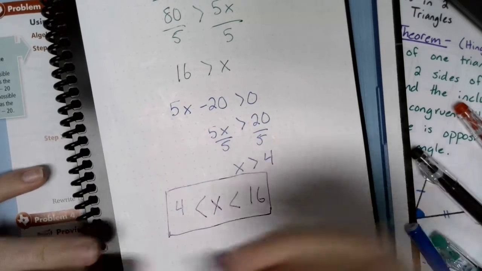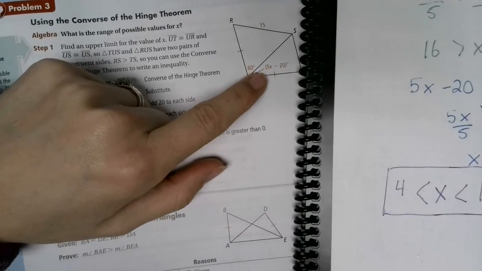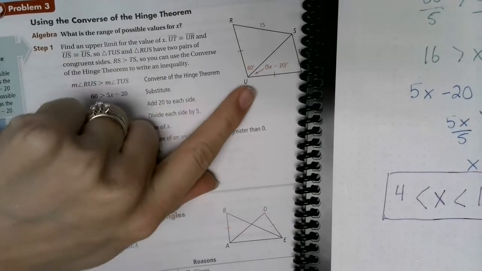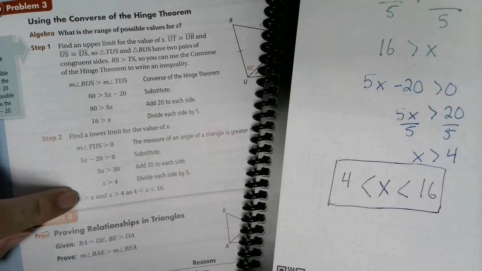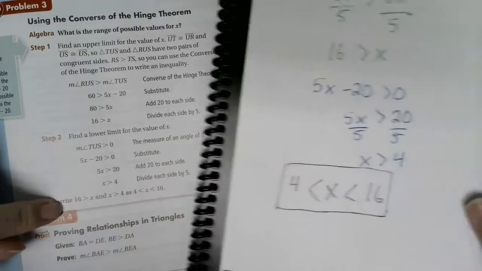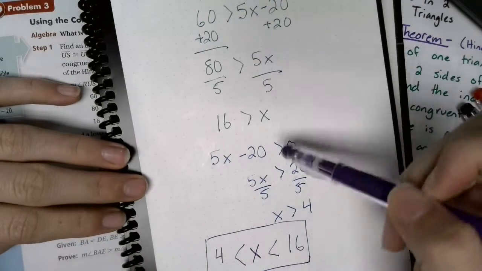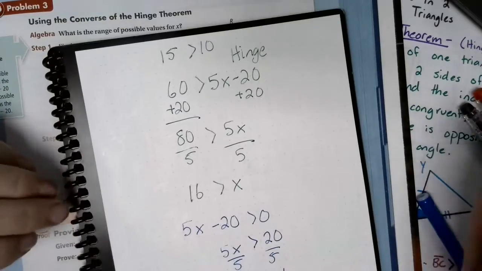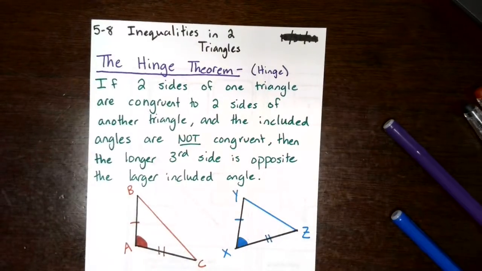Now notice, we're not getting an exact value of x. It's not really possible here. We don't know what this angle equals, so we can't get an exact number for x. But what we can do is get a range of possibilities for what x is, which is very, very important. So that's how we solve problems using the hinge theorem. Remember, we're working with inequalities, greater than, less than, all of those good things. So that is what 5-8 inequalities in two triangles is all about.